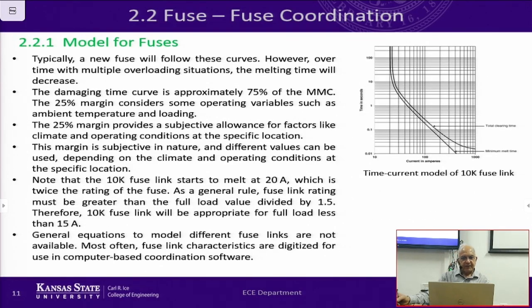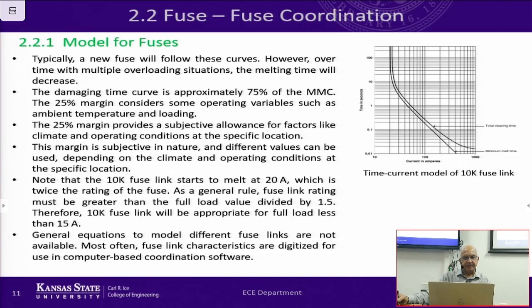And again, sometimes people will allow another margin. So there is something called the damage time curve, which is approximately 75% of the minimum melt curve. You take the values and drop down by 75% of those values, because again, this is to provide extra margin between two devices so they don't interfere with one another.